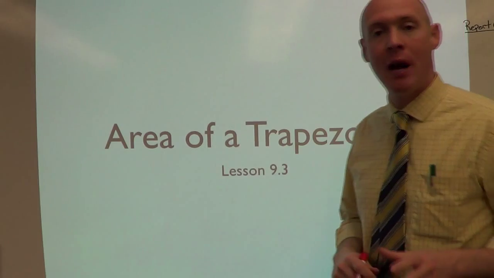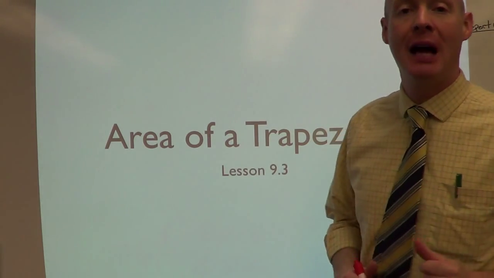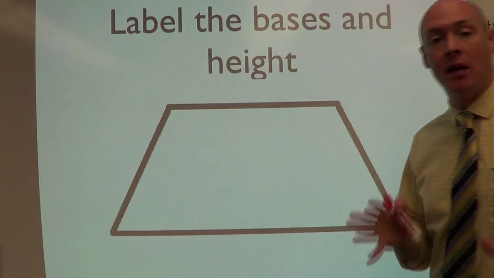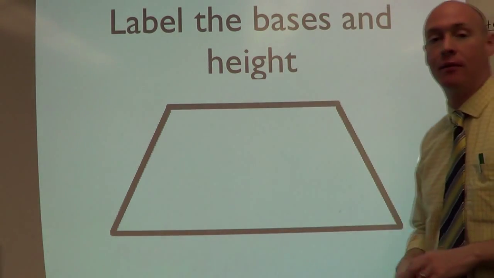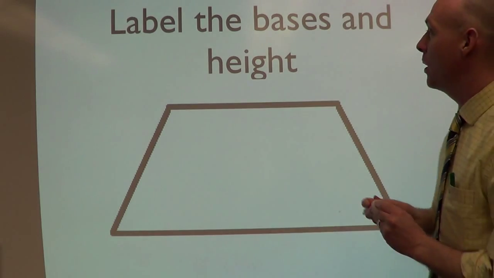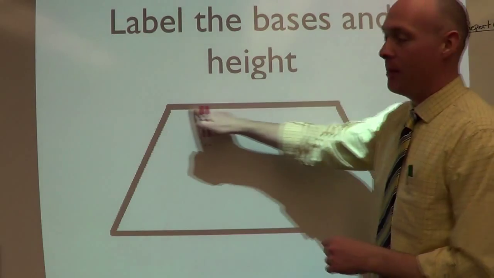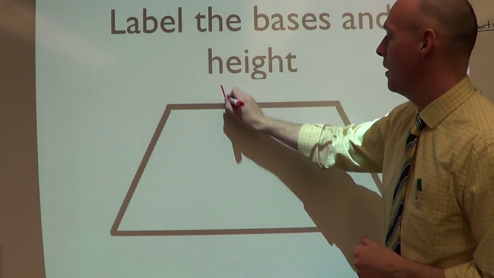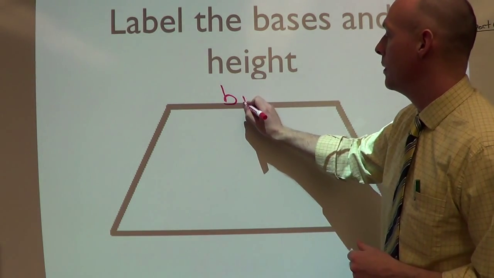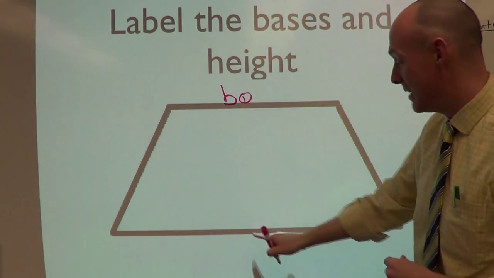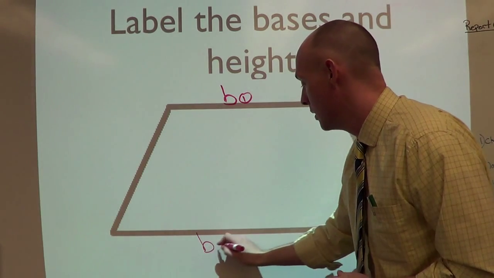Today we're going to talk about trapezoids. Specifically, we're going to try to find the area. In order to find the area of a trapezoid, we do need certain information. So, we're going to label the bases and the height. This is what I'm going to call the first base, so I'm going to call it B1. That's the first base. The second base is down here, B2.